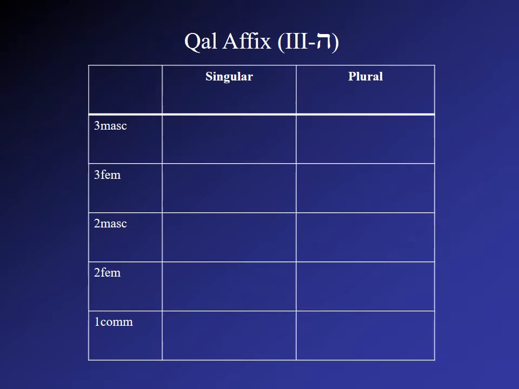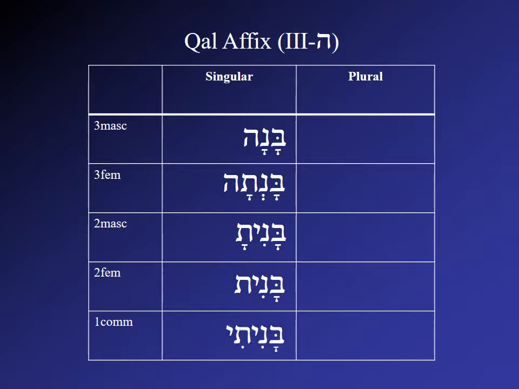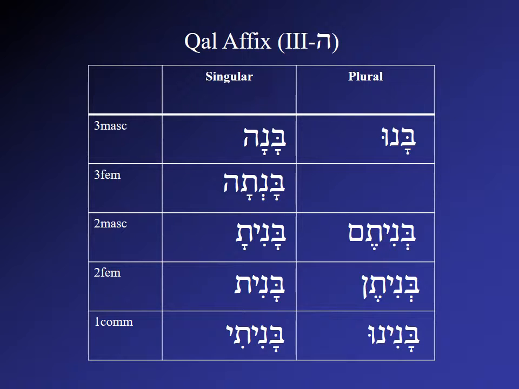So let's do that. We can start with the Qal affix of the third hey root. This is something that we have not seen before. Let's use our standard root that we've been using for third hey, bana, to build. So here's the Qal affix paradigm. Bana, banata, banita, banit, baniti, banu, banitem, baniten, baninu. Of course, the third feminine plural is the same as the third masculine plural.